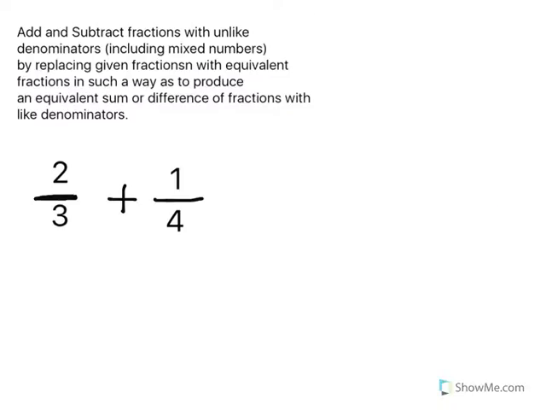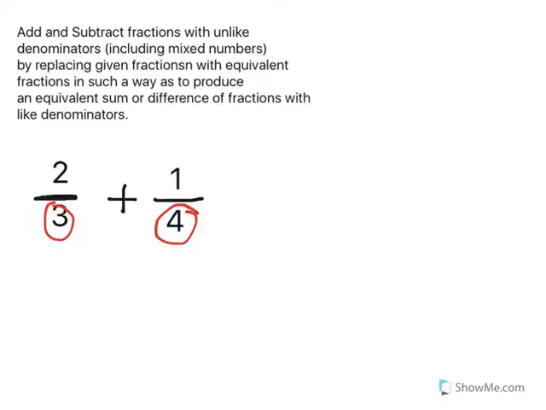Here we have our first example for a first concept. We have the fractions 2/3 plus 1/4. Now, with fractions, we cannot add fractions when they have different denominators. And as we can see, 4 and 3 are not the same number. So we need to change them so they both will have the same denominator. And the way we do that is we find a common multiple.